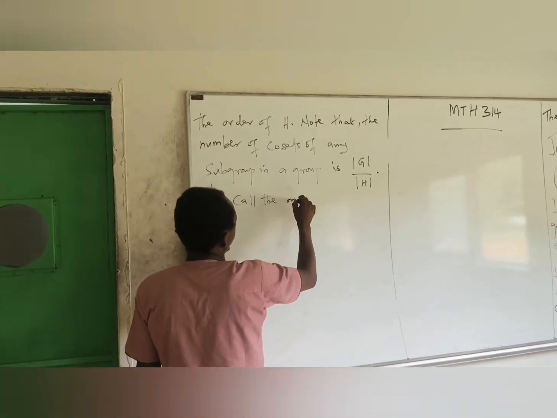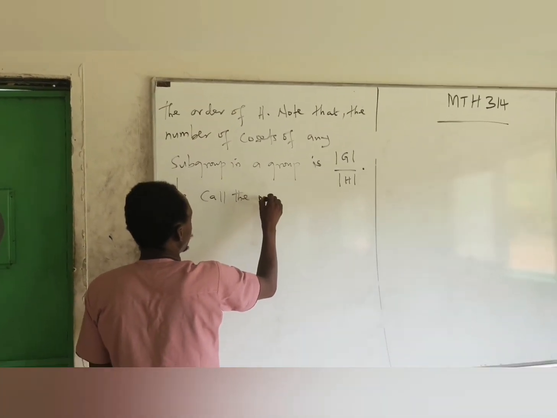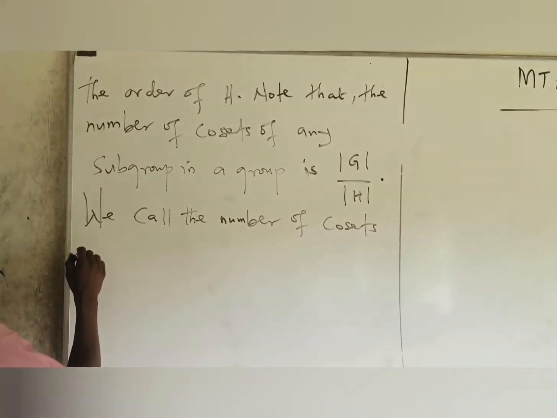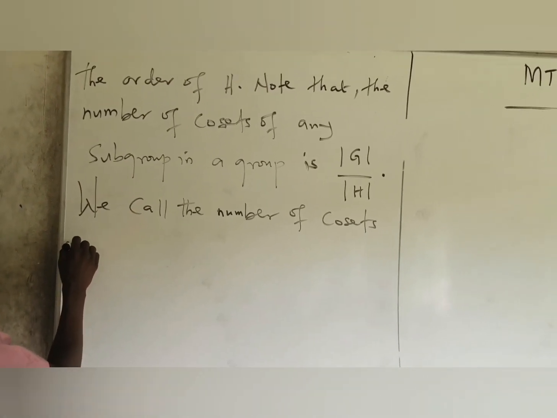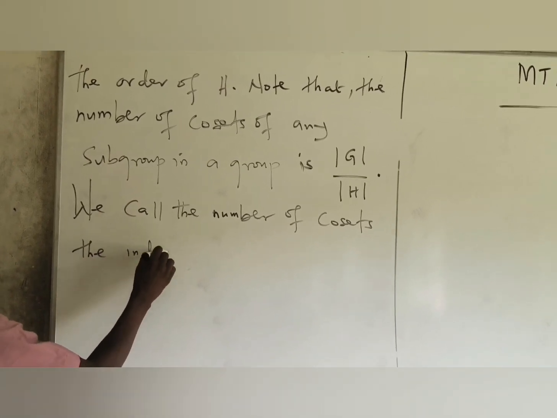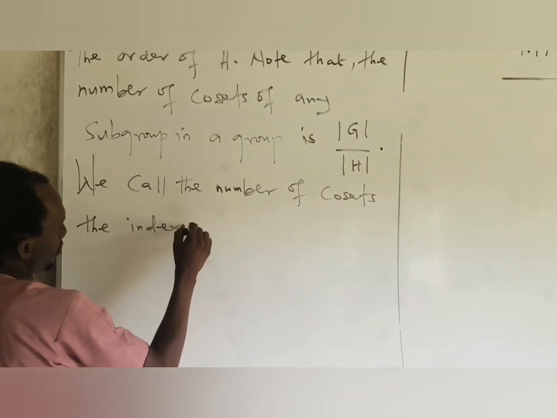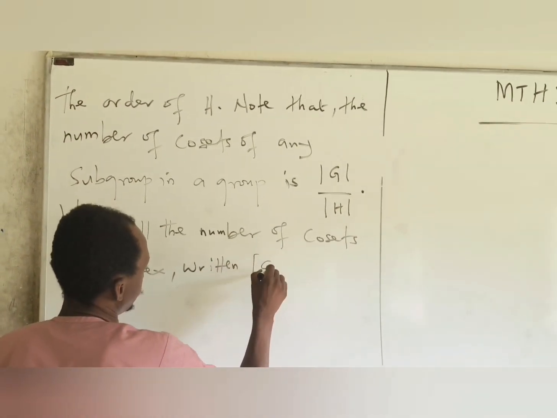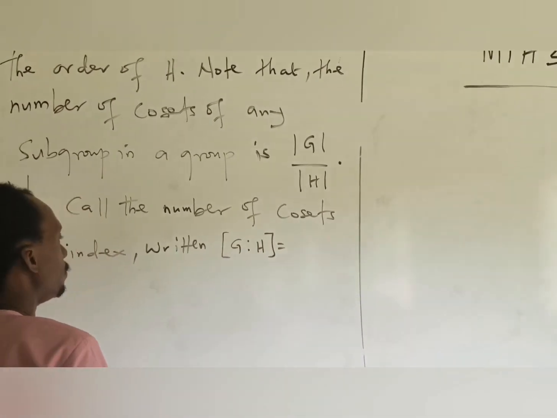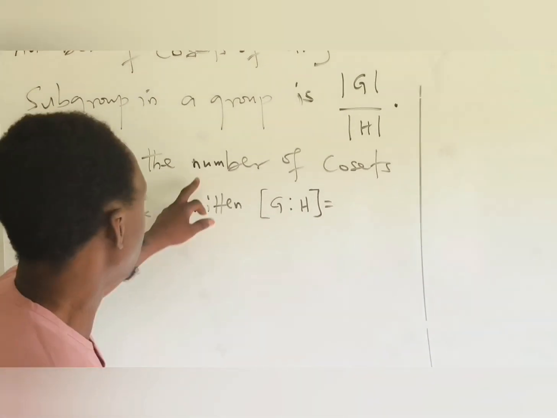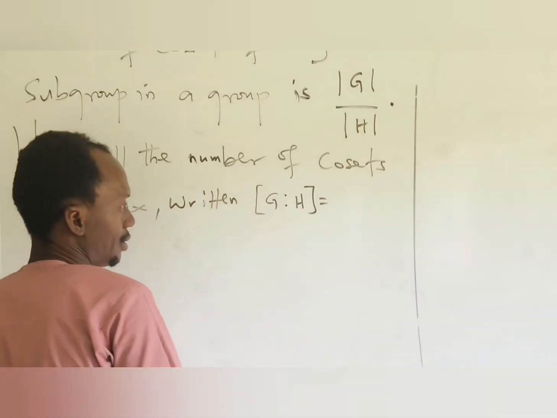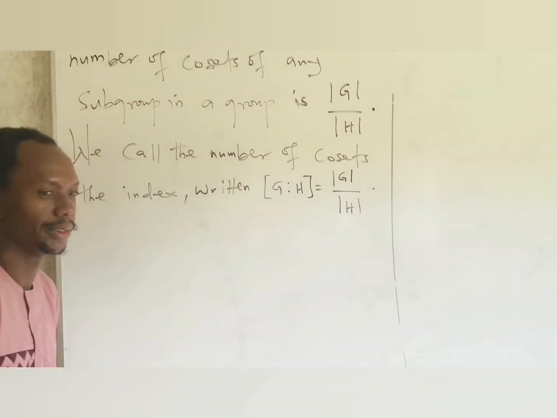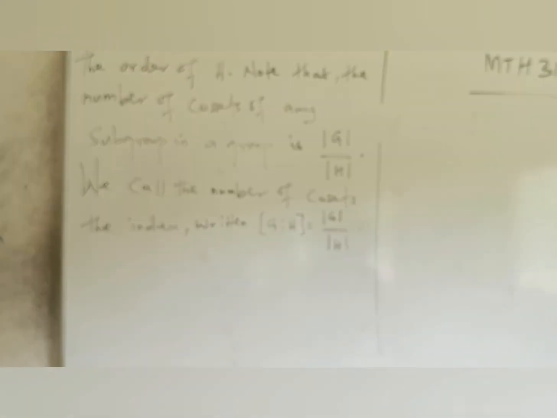Before we continue, we call the number of cosets the index, written as the index of H in G. If the index is written this way, and the number of cosets is the index, then it means the index is equal to the order of G over the order of H.